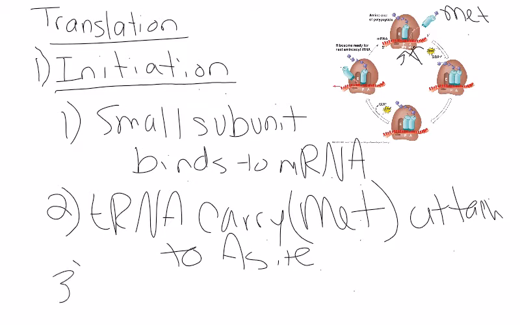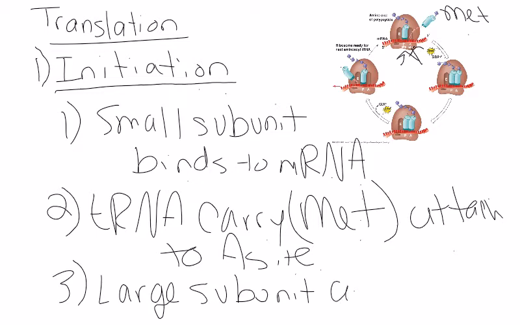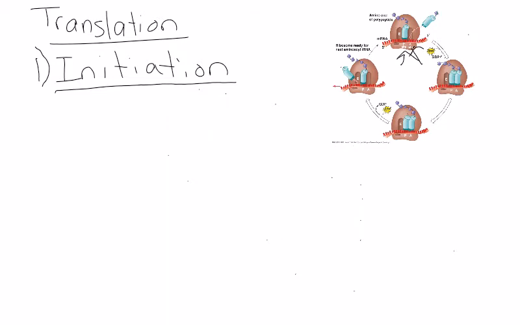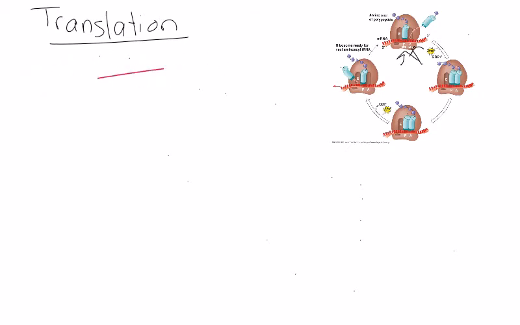Okay, and then the third thing that's going to happen, if we have the small subunit and we have that tRNA, the large subunit then will attach after we get the tRNA. So it's going to come along, attach as well, and that is going to initiate the process of translation. Okay. All right, the second stage of this process is going to be elongation. So elongation.